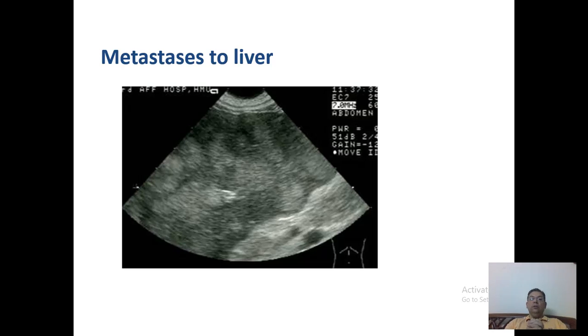Now, what is the most common malignancy of the liver? The most common malignancy of the liver is a metastasis, and this is how metastasis look like on an ultrasound. Look on these multiple lesions present in the hepatic parenchyma. Look at the poor borders these have, and the liver's echotexture is gone. Nearly the whole of the liver is replaced by metastasis.